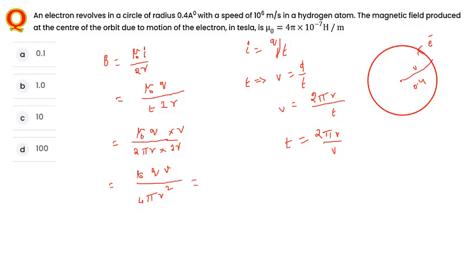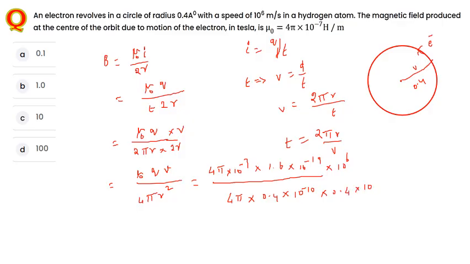Now substitute all the values. Mu naught is 4 pi into 10 power minus 7, into the charge of the electron, which is 1.6 into 10 power minus 19 coulomb, into the velocity, 10 power 6 meter per second, divided by 4 pi r square. The radius is 0.4 into 10 power minus 10, and r square is 0.4 into 10 power minus 10 again.